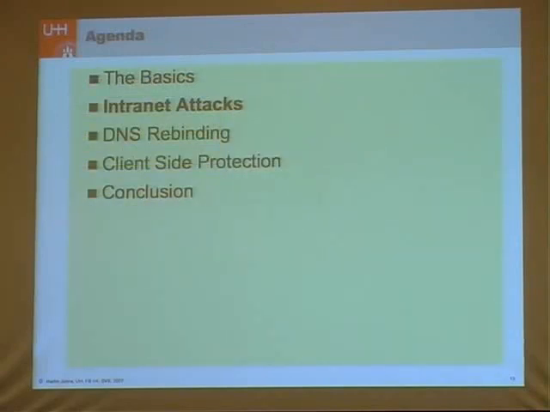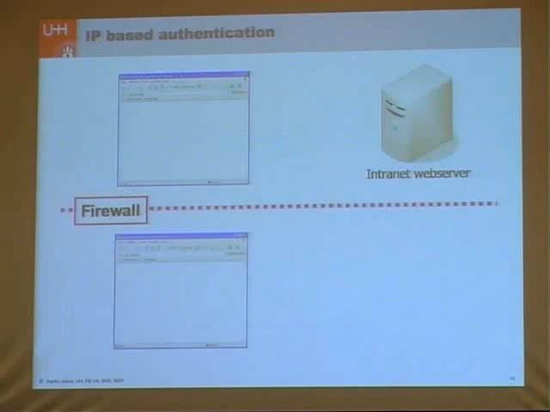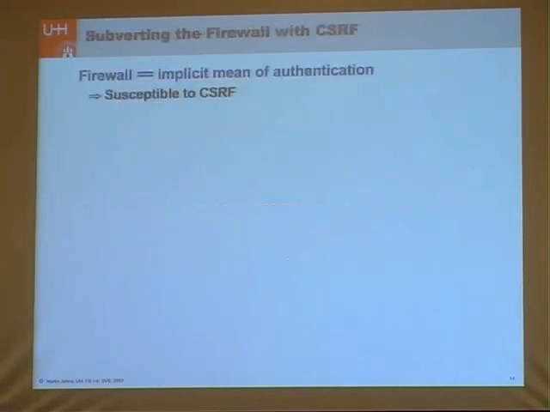Let's see how we can use these basic attacks I talked about in the intranet context. I talked about implicit authentication, and if you look at your firewall and your intranet web servers, then you will conclude that the firewall actually is a means of implicit authentication. Every web browser that is inside the intranet is implicitly allowed to access the intranet web servers. For every web browser outside of the intranet, the firewall denies access. So if the firewall is a means of implicit authentication, it is susceptible to cross-site request forgery attacks, isn't it?